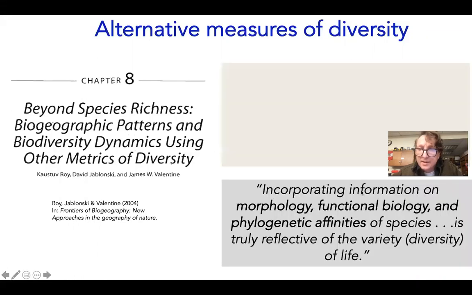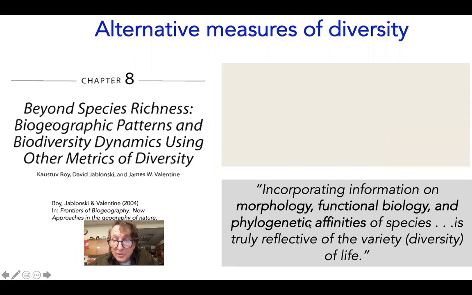The point that is emphasized here is that if you incorporate additional information about species diversity, such as the diversity of morphologies, the diversity of functions, and even phylogenetic affinities of species, that's a truer and more reflective way of looking at the diversity of life. So in other words, instead of just looking at the number of species present as a measure of diversity, we need to look at the diversity of morphologies, functions, and also phylogenies.